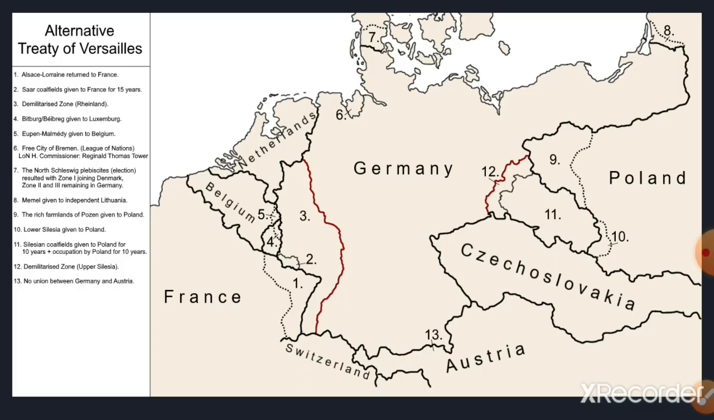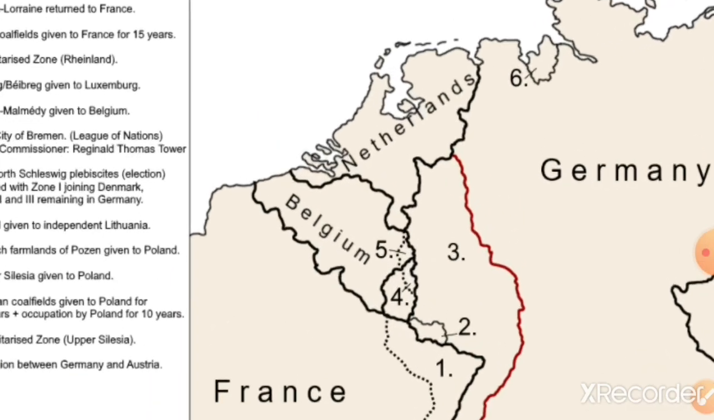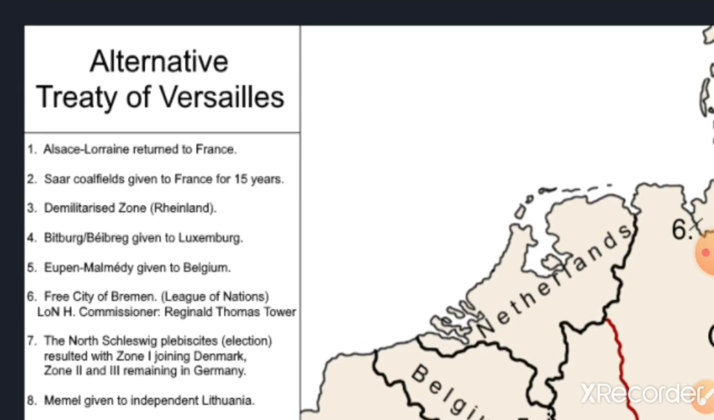One minute. Here it is. Again, this is the map of Germany. I'll just zoom in on the index. This is the Treaty of Versailles, and your first question is over here. According to this treaty, Alsace and Lorraine was taken away by France. It was given back to France. Now I'll mark it over here. This is question number 1.